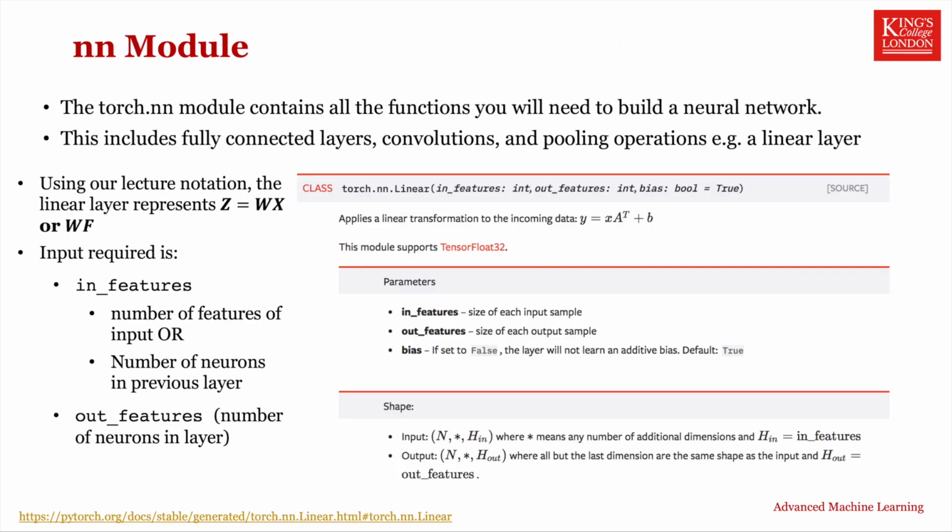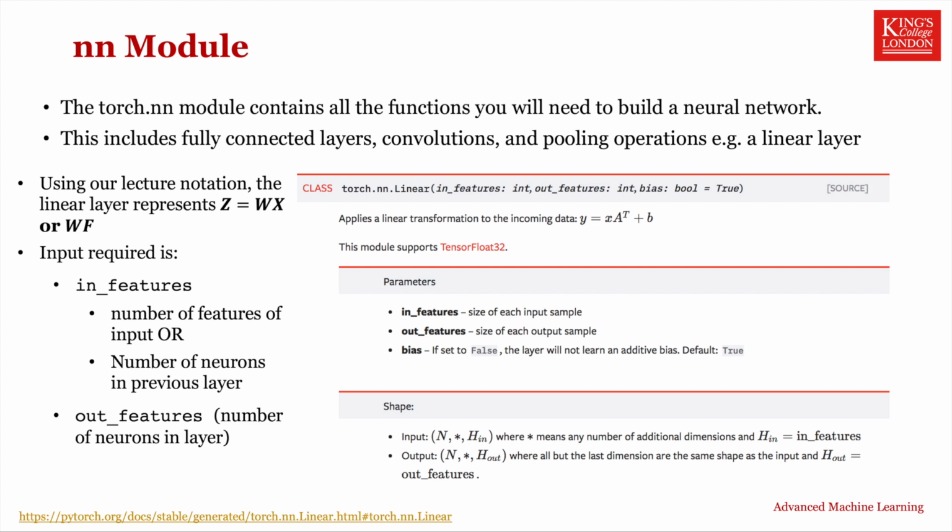Next, moving on to the torch.nn module, this contains all the functions that you will need to build a neural network, including fully connected layers, convolutions, and pooling operations. Some of these we will discuss in more detail next week. Here is an example of a fully connected or linear layer. Using the notation from the first lectures, this means that it outputs the equivalent of the z equals wx or wf operations. Its input arguments are the total number of input features, which would equate to the number of features of input data for a single neuron classifier, or the number of neurons in the previous layer.